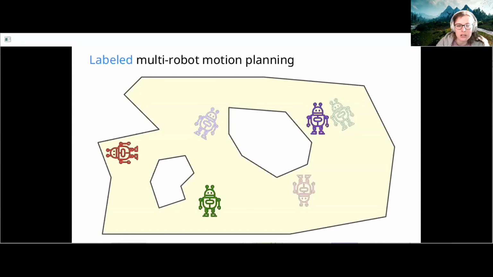Okay, so this is the labeled version of the problem, where each robot has a specific starting position and a specific target position. But we, of course, can say that we have a set of starting positions and a set of target positions, and we don't care which robot goes where. So that would be the unlabeled version of multi-robot motion planning. Here we can basically match any starting position to any target position.